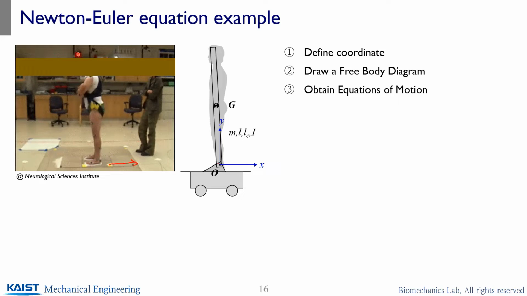So first, after setting the model, we could define the coordinate. I'm going to set the coordinate at the hinge joint, and note that the cart is moving with the acceleration of A_O. So I should consider the inertia force applied at the center of mass with the magnitude of m A_O, and draw the free body diagram.